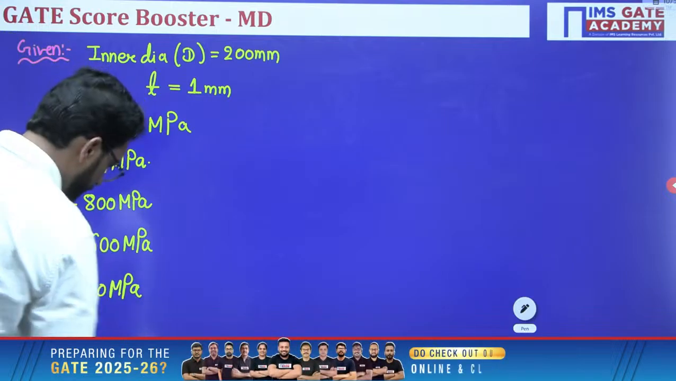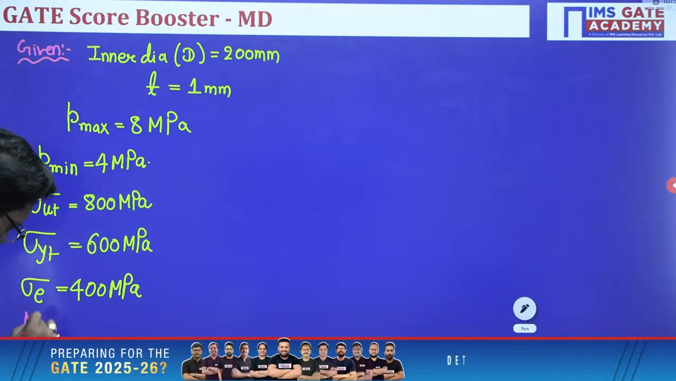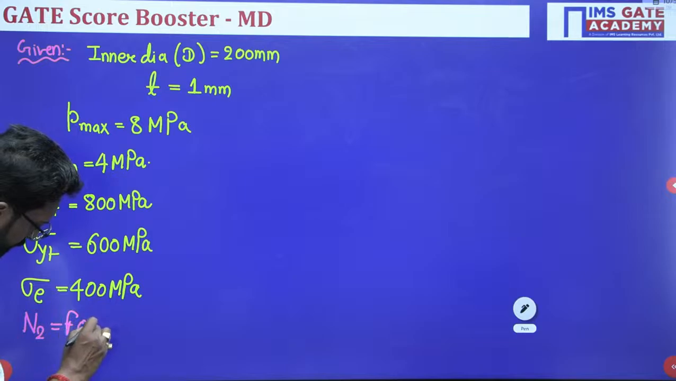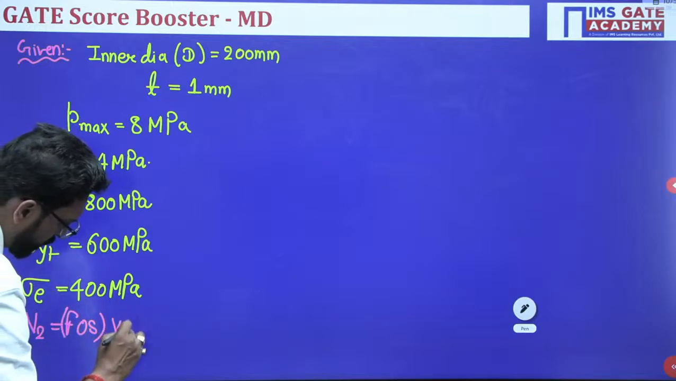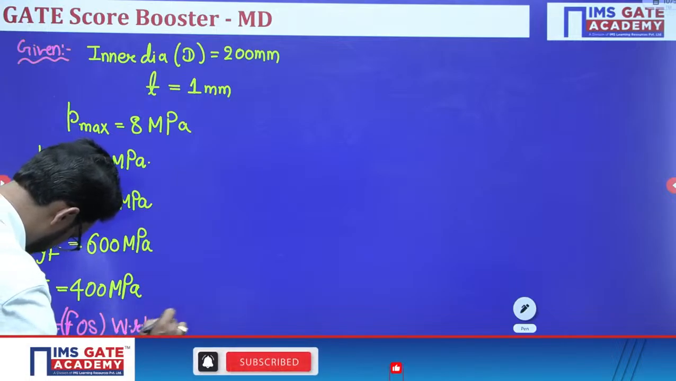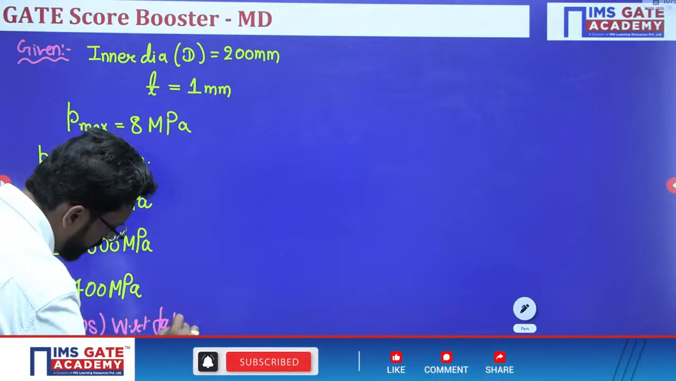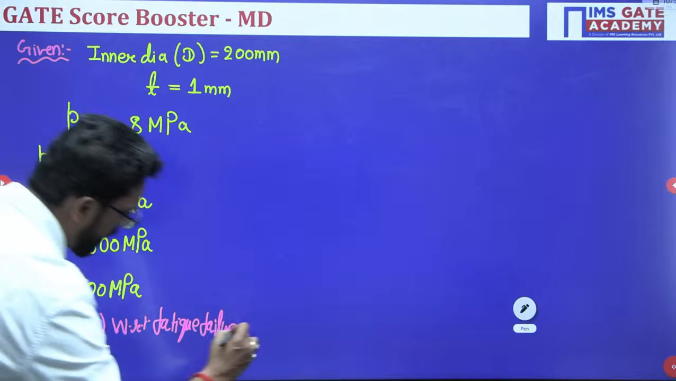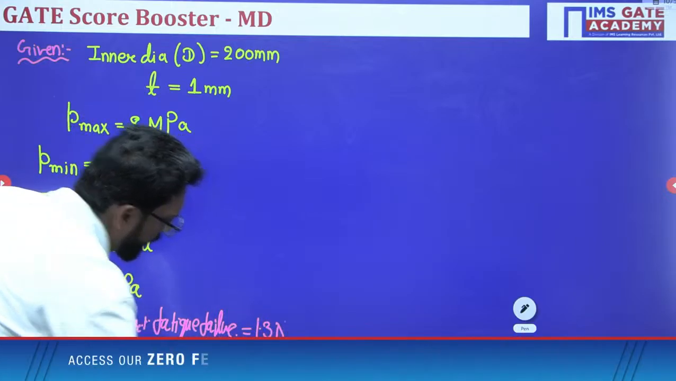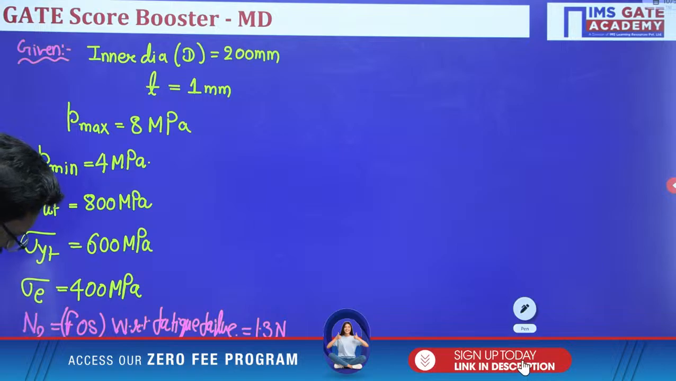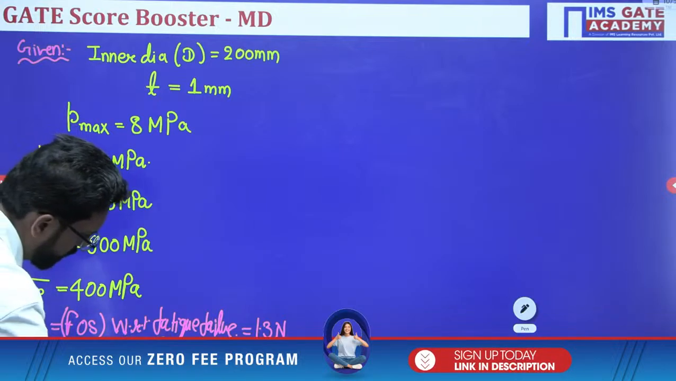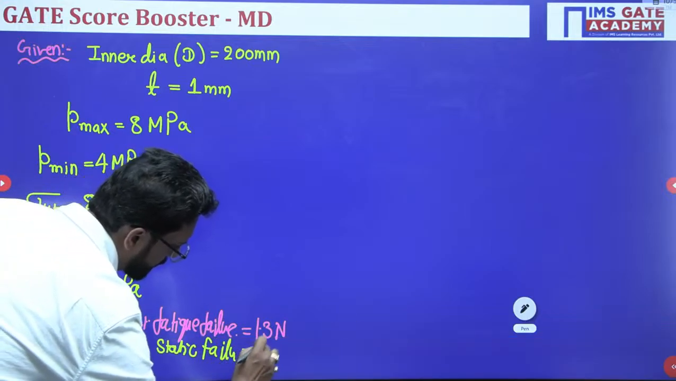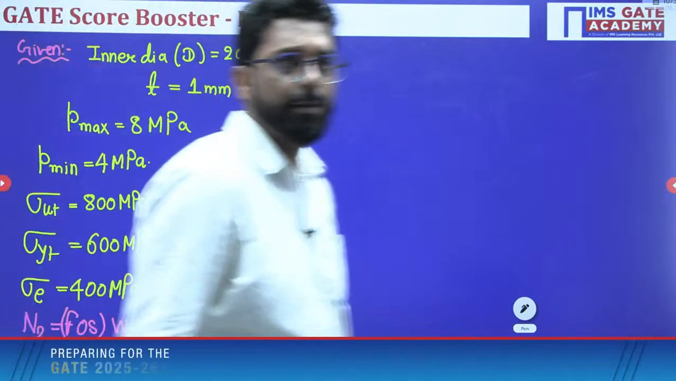Take N2 as the factor of safety with respect to fatigue failure. Let's suppose this is given as 1.3. And N1, let's suppose, is the factor of safety with respect to static failure, and it is given as well.